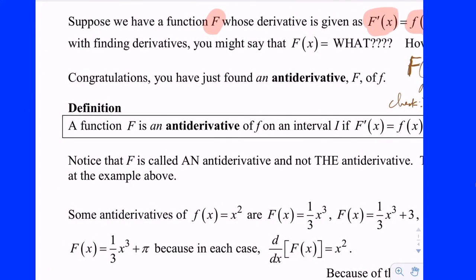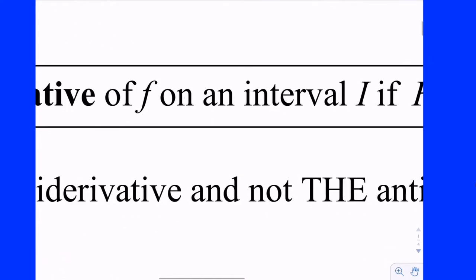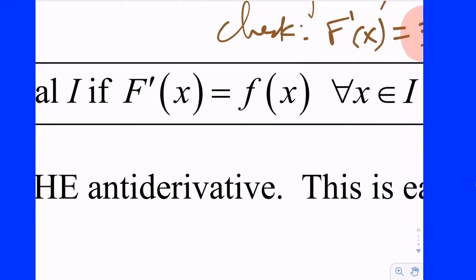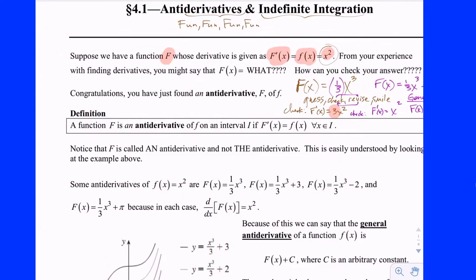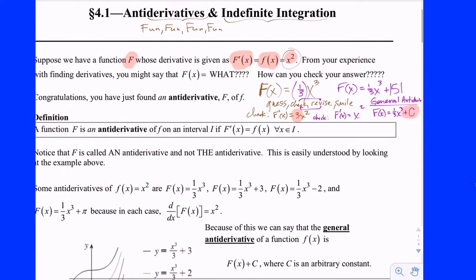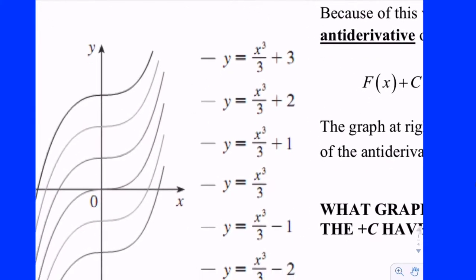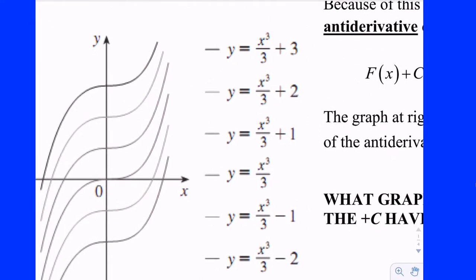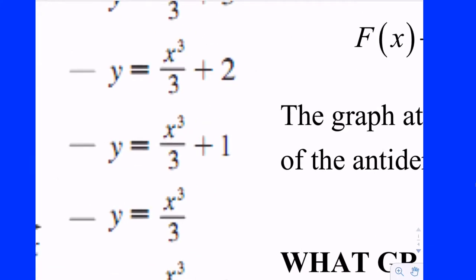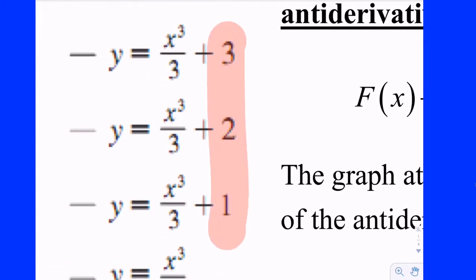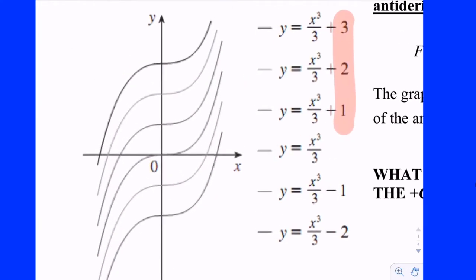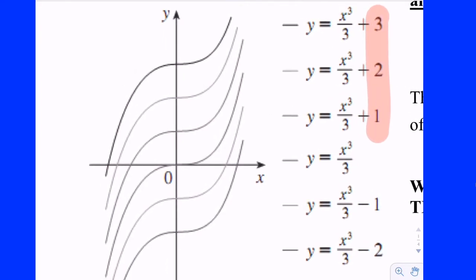So there you go. Let's go ahead and define. A function big F is an antiderivative of little f on some interval if big F prime equals little f for all x in the interval. Okay. Now, when you look at these antiderivatives, the plus C, here's some examples. They have plus 3, plus 2, plus 1. If I were to sketch the antiderivative, what does plus C do to all your graphs? Shifts them what? Vertically, up or down. So they all differ by a constant, which means they all differ by a vertical shift.